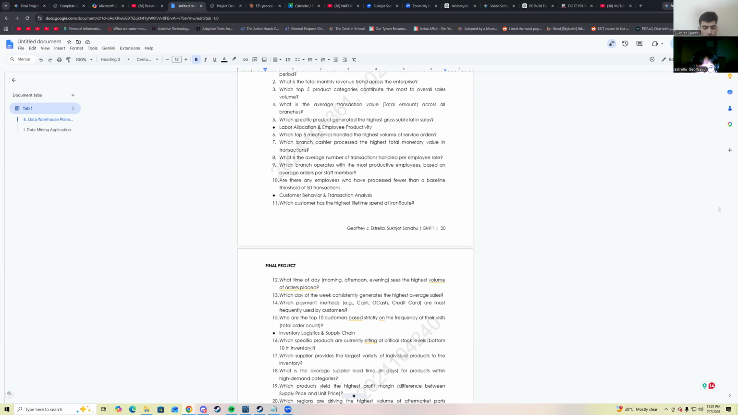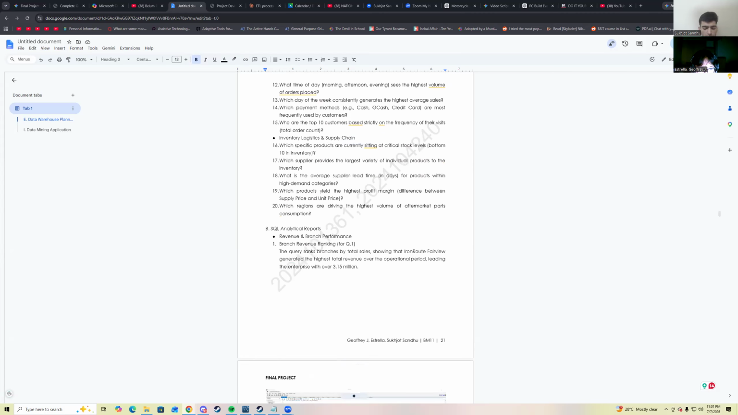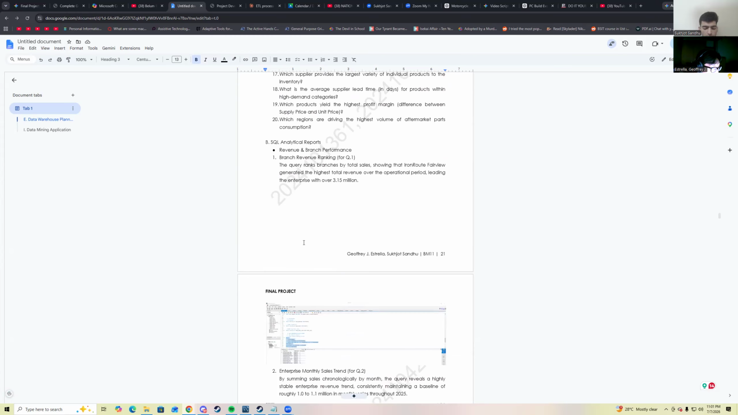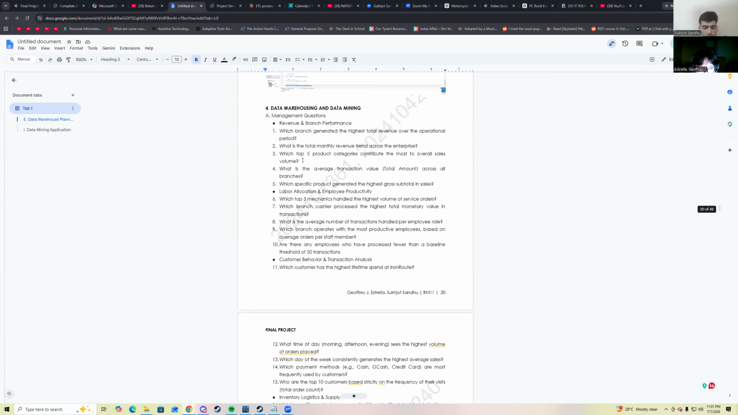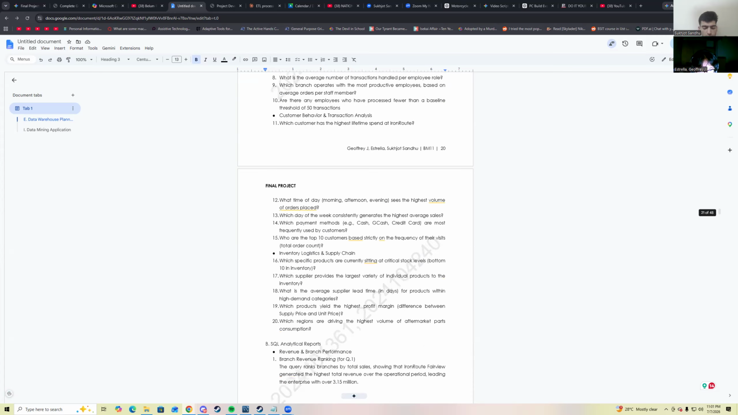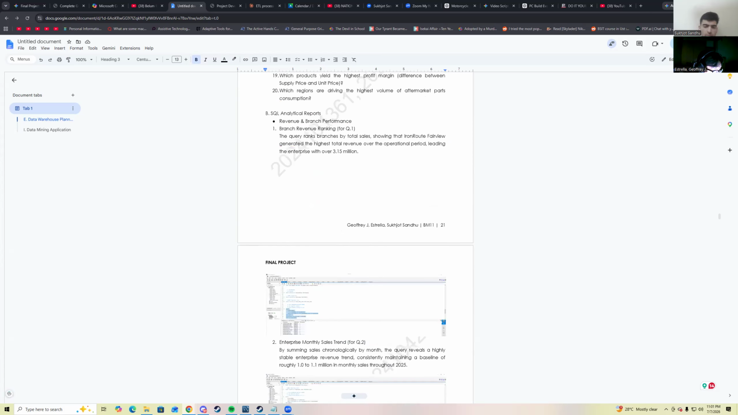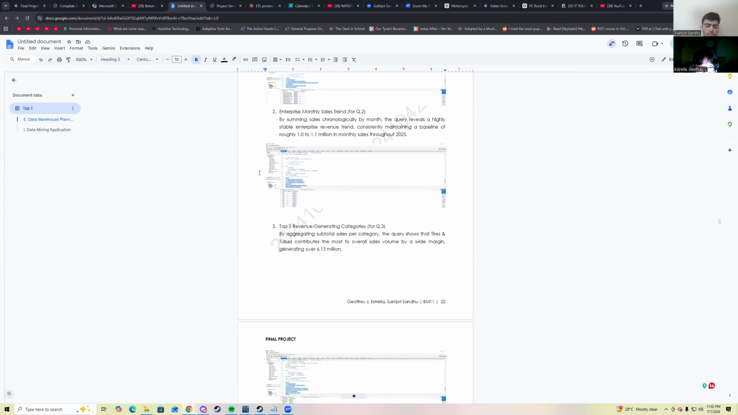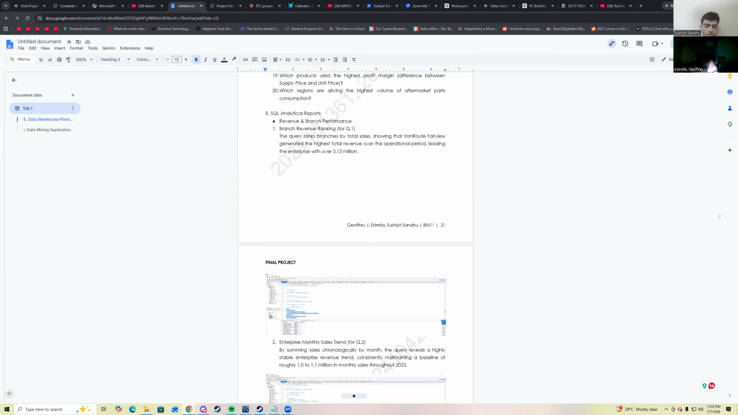The next part of the data warehousing and data mining is the analytical reports. So the analytical reports are the answers or results based on the 20 management questions, and we're gonna branch to each one. So let's start with the revenue. I'm gonna explain the summary to each question to each part of the analytical report. So revenue and branch performance again.